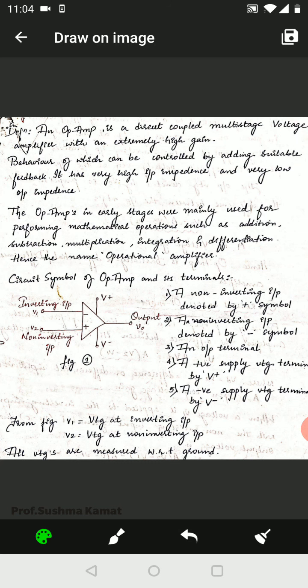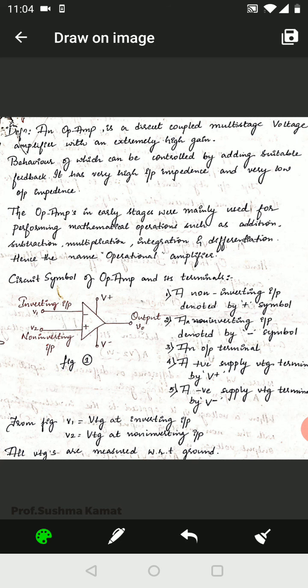One thing you should remember is the negative terminal is called the inverting terminal. The positive terminal is called the non-inverting terminal. Here the negative terminal is termed as V1. The voltage offered by the negative terminal is V1. The voltage offered by the positive terminal is V2. So now V1 is the inverting input and V2 is the non-inverting input.